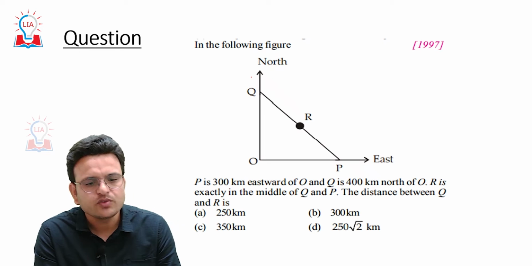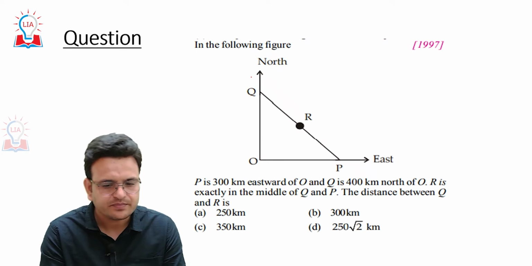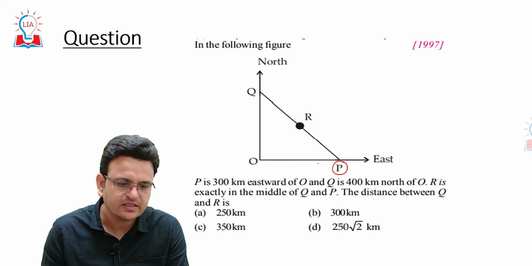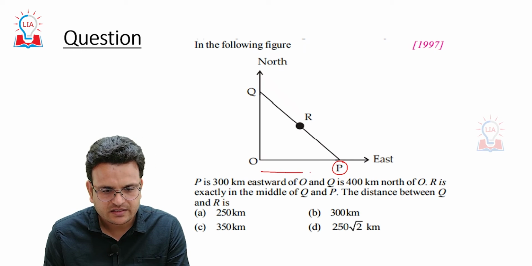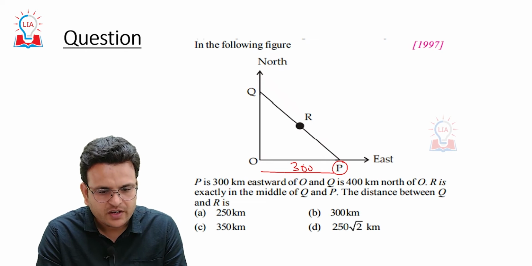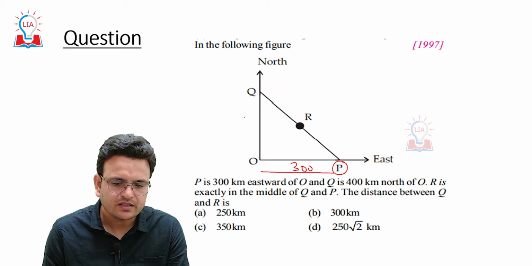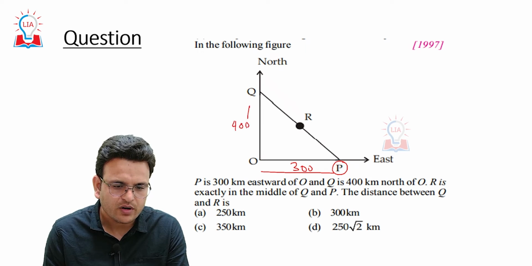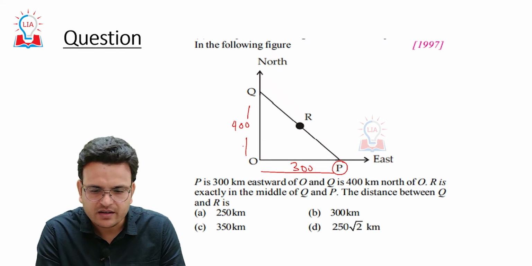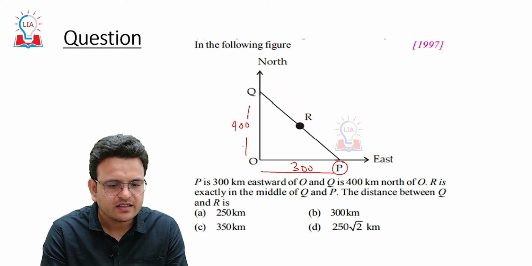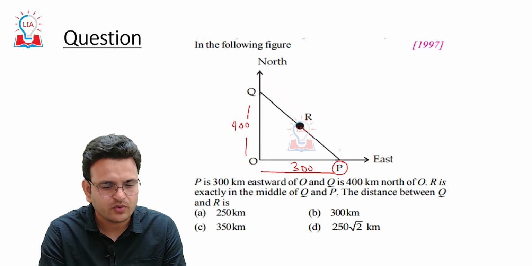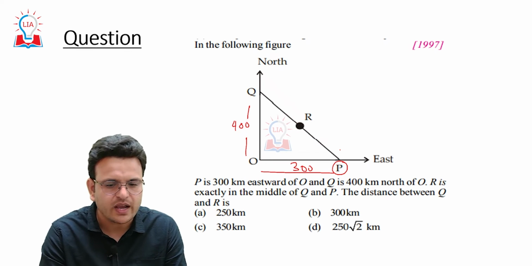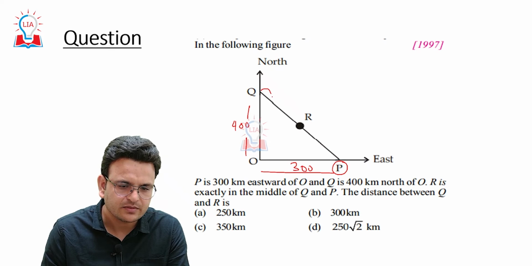This is one question UPSC has asked. This is the point P, which is 300 kilometer east of O. Q is 400 kilometer north of O. R is exactly in the middle of Q and P. The distance between Q and R, so we have to get this distance.